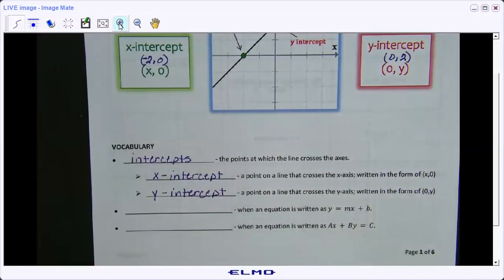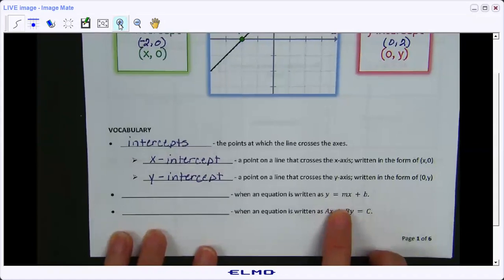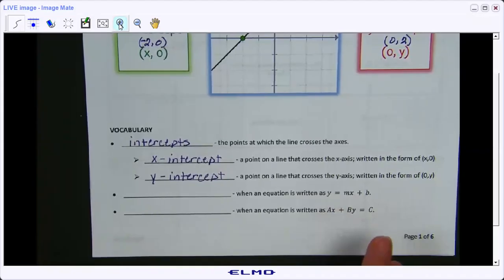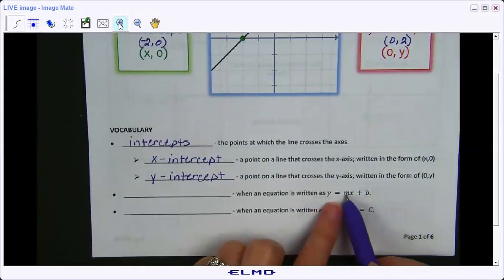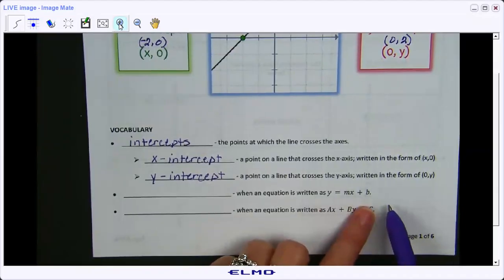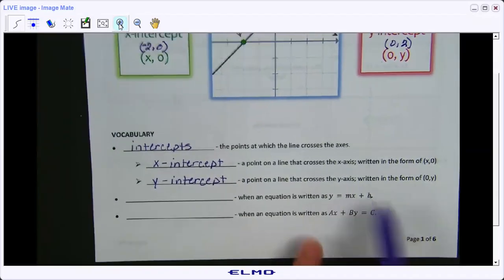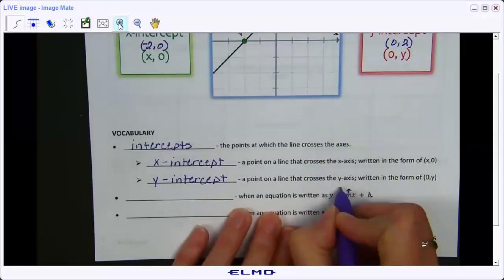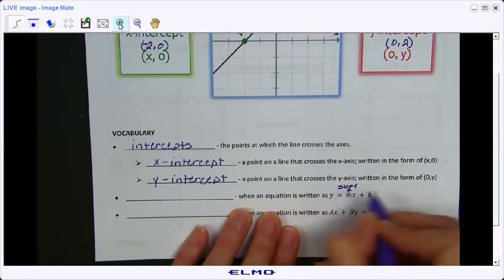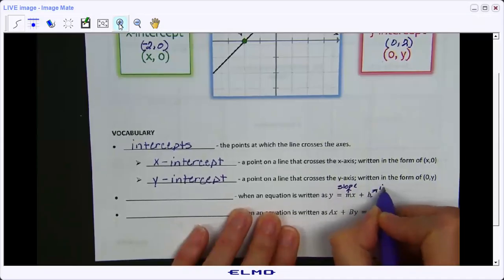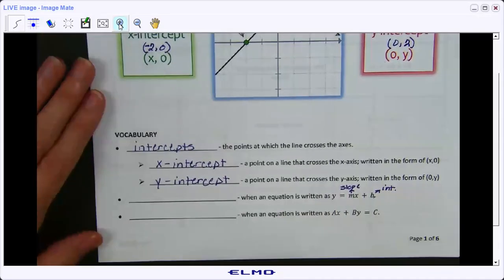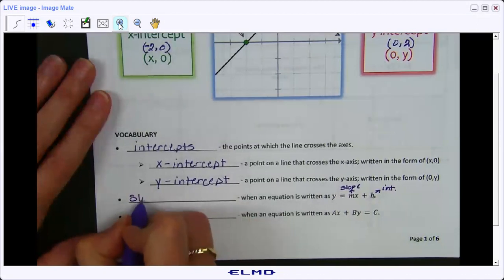Okay. What is this equation called? Y equals mx plus b. Slope intercept. Now, do you guys know why it's called a slope intercept? Because m is your slope and b is your y-intercept. Slope intercept. And I'm going to abbreviate that. So over here, you're just going to write slope intercept.